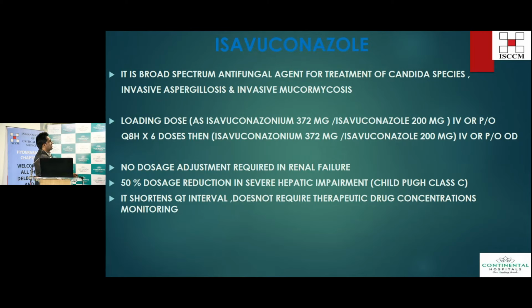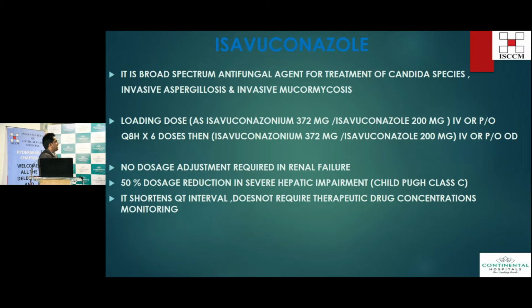Coming to the newer molecules, isavuconazole is a newer molecule with a broad spectrum of antifungal activity. Please go through the various studies in Lancet. It has a wide range of activity on Candida species, and also covers Aspergillosis and mucor. The loading dose is 200 mg TID for 6 doses, then 200 mg OD. No dosage adjustment is required in renal failure. A 50% dosage adjustment is required in severe hepatic impairment. It's shorter.